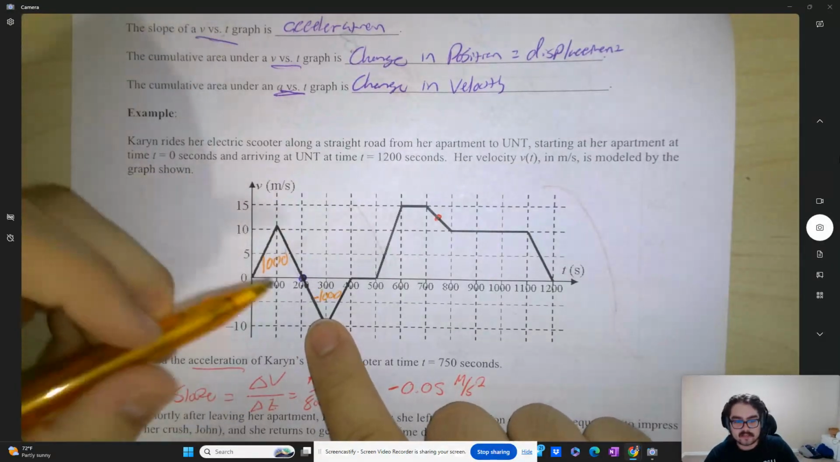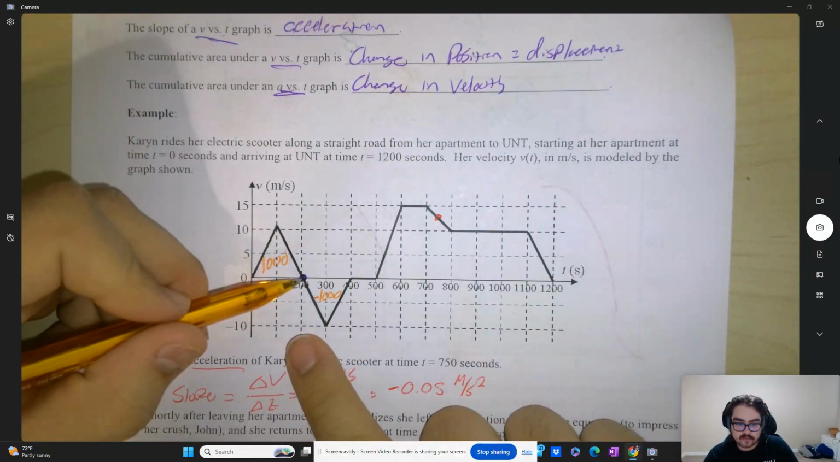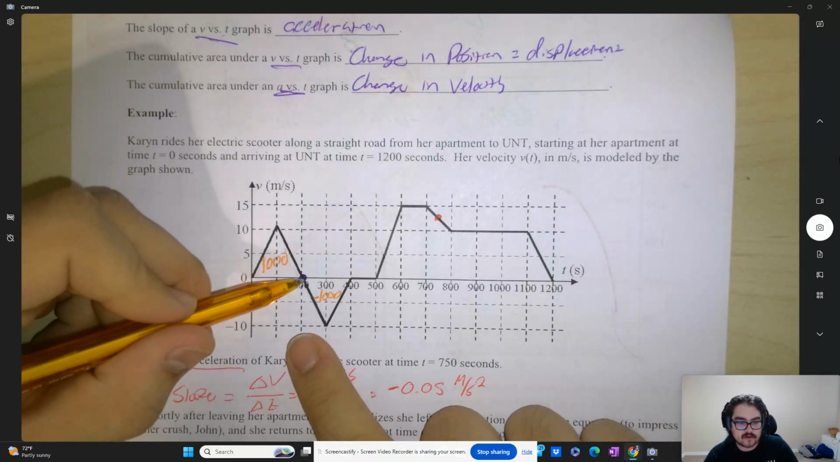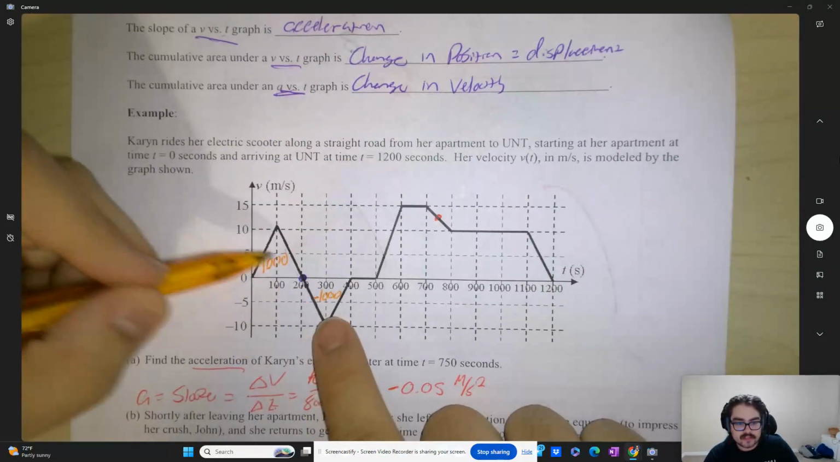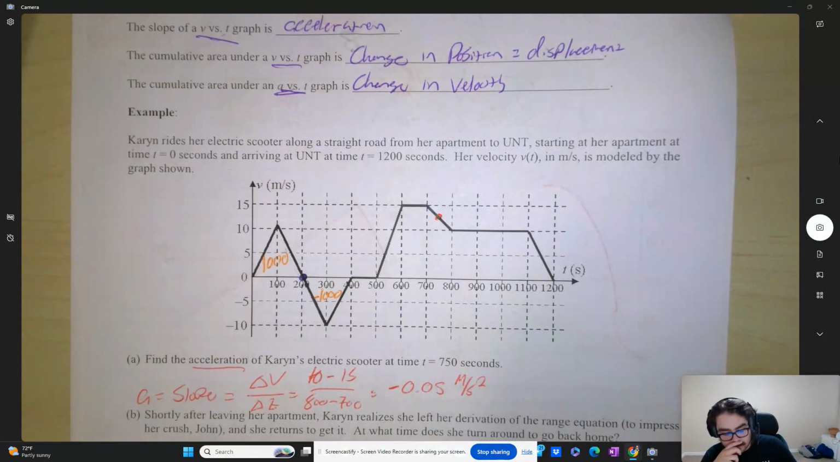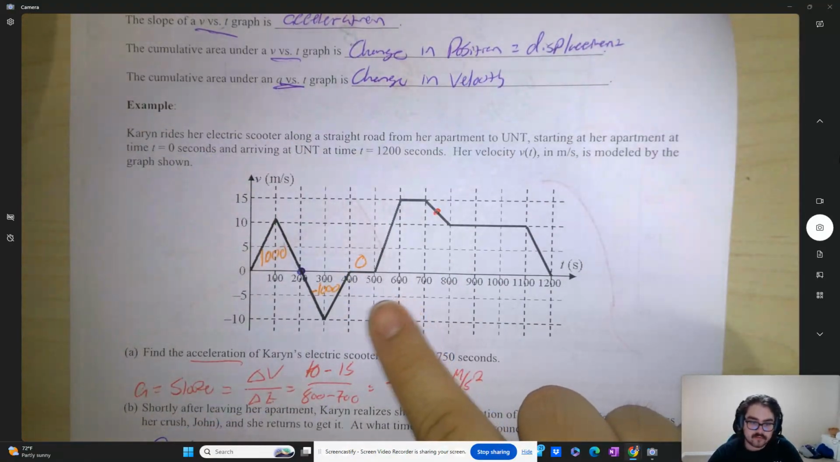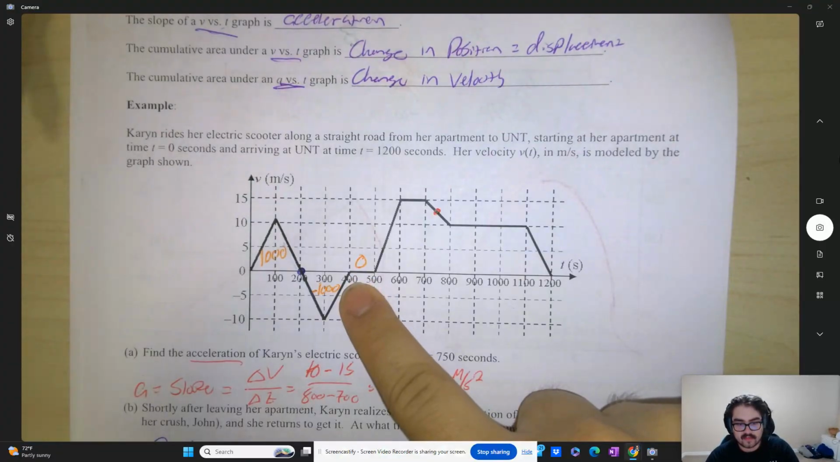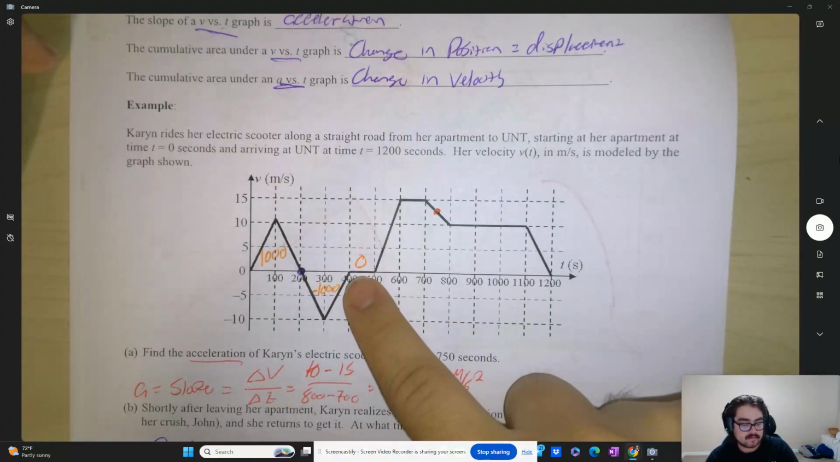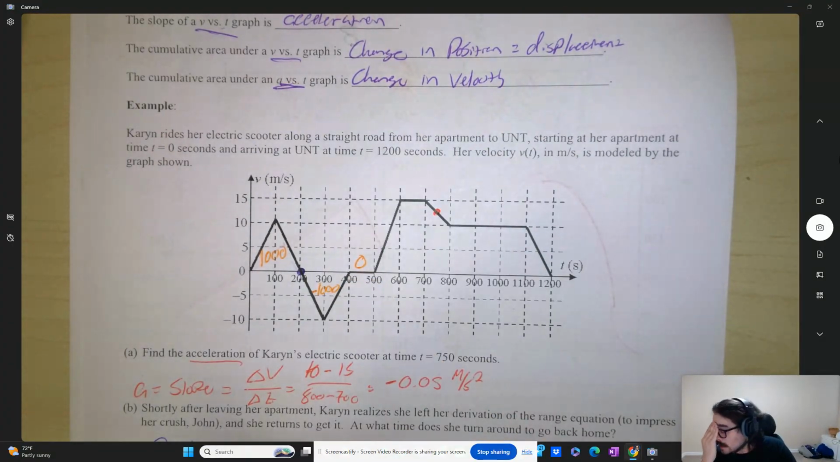Okay, and this should make sense, right? Because this is when she goes out and then she's like, oh shoot, I forgot my range equation at home, and then turns around, goes back home. So these two should cancel each other out. That's perfectly fine. This part right here has an area of 0, right? Because it's a flat line. There's no area between where the function is and the x-axis.